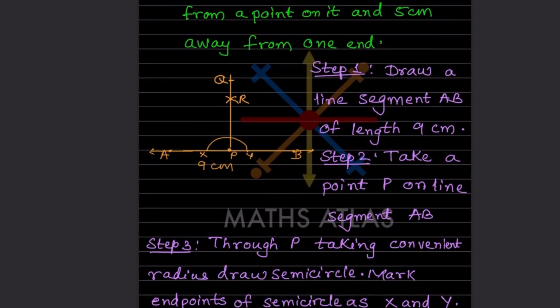Then what will you do? To point P, taking a convenient radius, draw a semicircle. So from here you will take some distance and then you will draw a semicircle over here. So mark the endpoints of the semicircle at X and Y. These are the endpoints you are going to mark as X and Y.